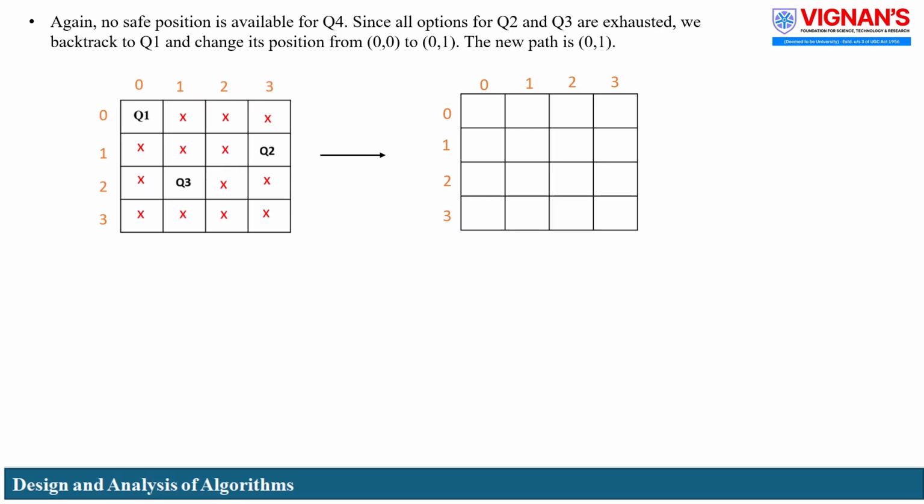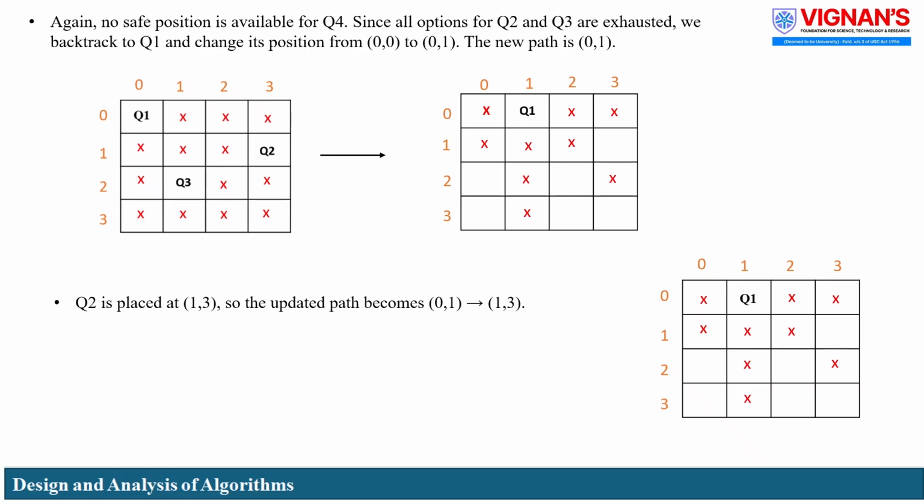Now, we change the position of Q1 from 0, 0 to the next possible safe position, which is 0, 1. At this point, the new path becomes 0, 1. After repositioning Q1, we again try to place Q2. The safe position for Q2 is 1, 3. So, we place Q2 at 1, 3. With this placement, the updated path is 0, 1 and 1, 3.